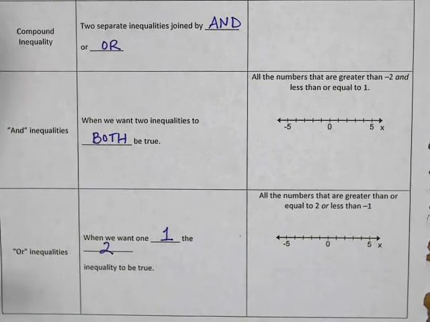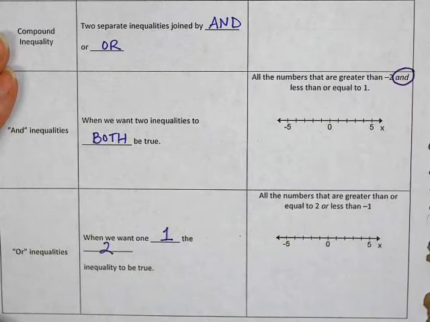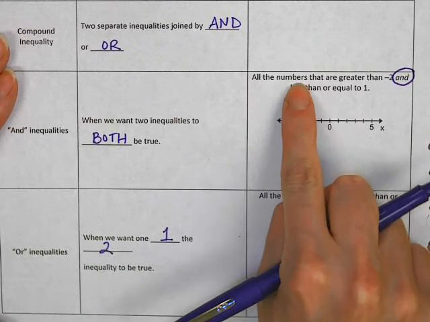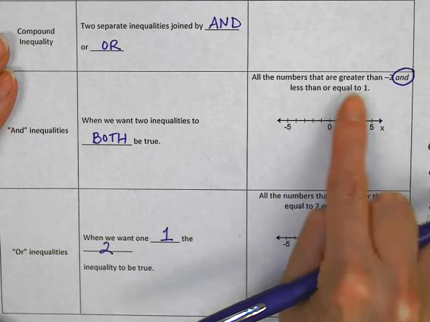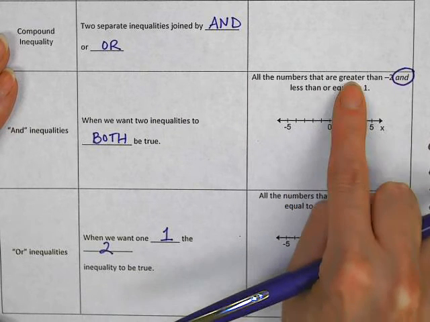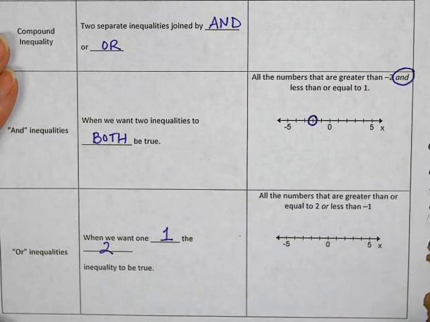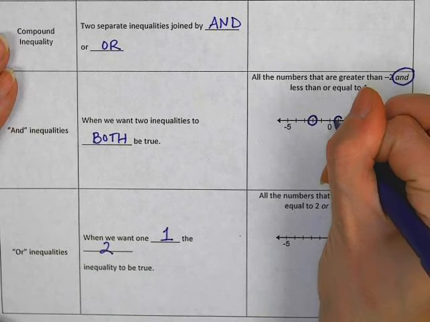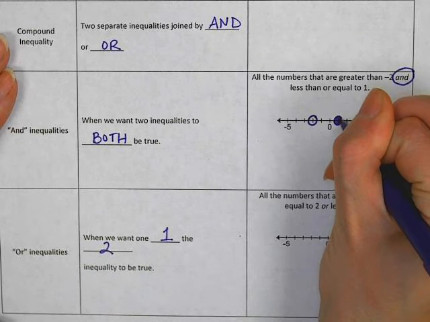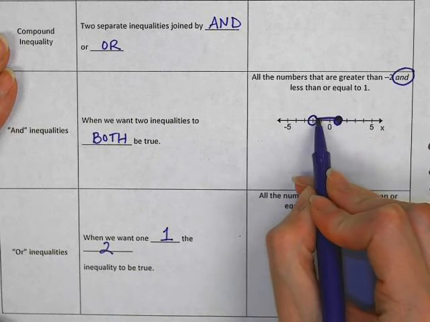Okay, so let's talk about how you know. If you see the word and, it's going to be an and. So here's what it looks like. All real numbers that are greater than -2 and less than or equal to 1. So greater than -2 would be an open circle. Less than or equal to 1 would be a closed circle. And then the trick is, if it's an and, it's automatically always the inside.